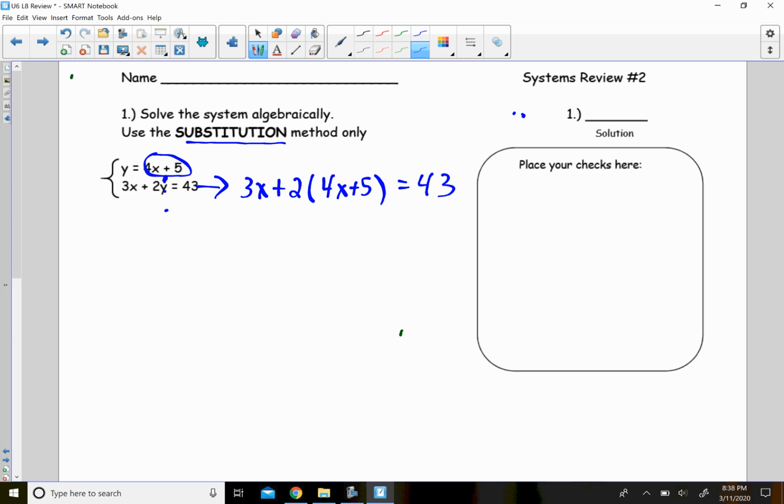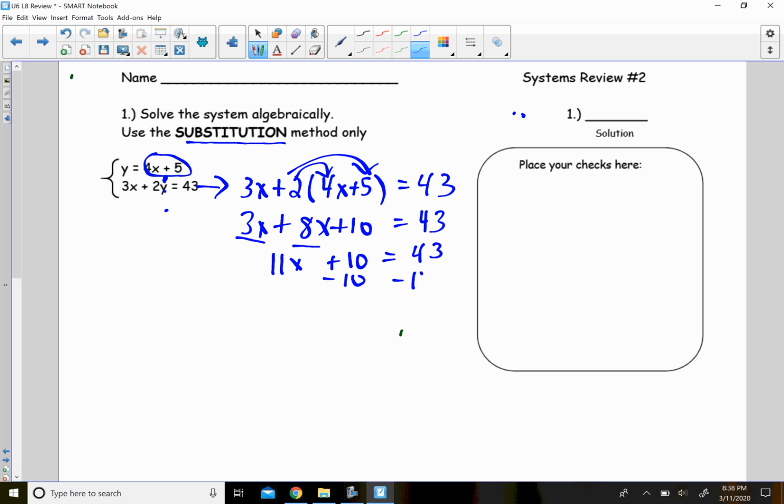In the last one, we eliminated to just have y, and here we replaced y with the substitute. So I'm going to distribute. So I still have 3x, plus 2 times 4x is 8x, 2 times 5, that would be 10, equals 43. So 3x and 8x, that's 11x, plus 10 equals 43. So take away your 10. 11x equals 33. So that would mean x is worth 3.